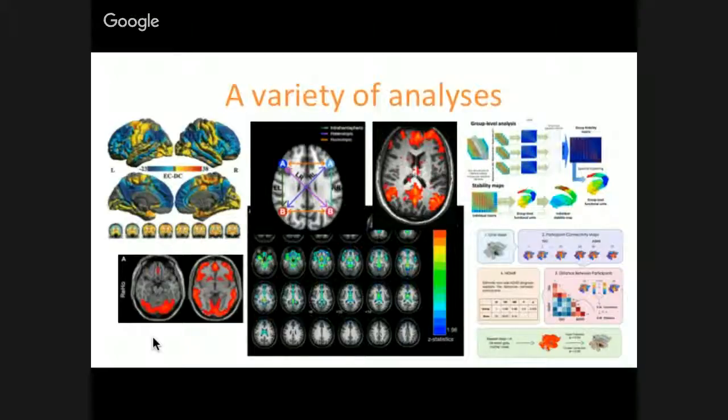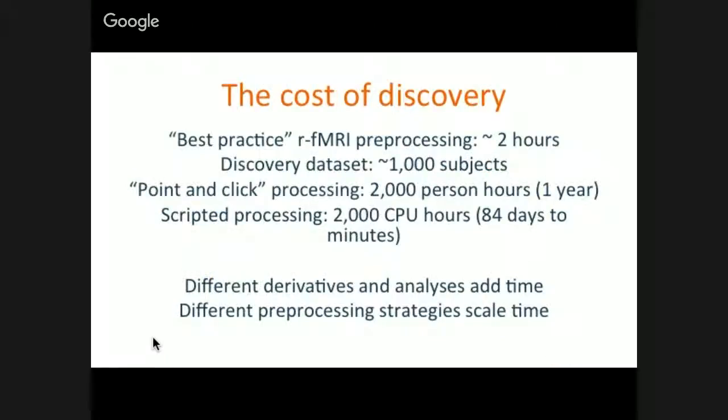Here are just a couple of the examples that we have, like degree centrality, ReHo, voxel-mirrored homotopic connectivity, all of these different things. Now, if you can imagine actually trying to do one of these analyses yourself, using just your basic tools, sitting in front of your computer: if you have 1,000 data sets, it takes about 2 hours to pre-process each one. That's 2,000 hours, a whole year of work, one man or woman year.